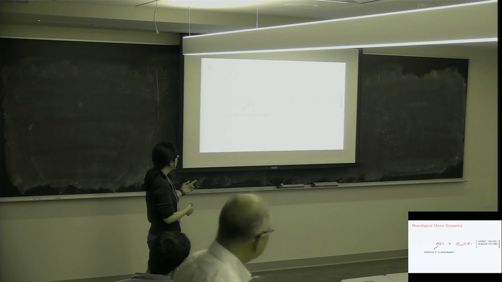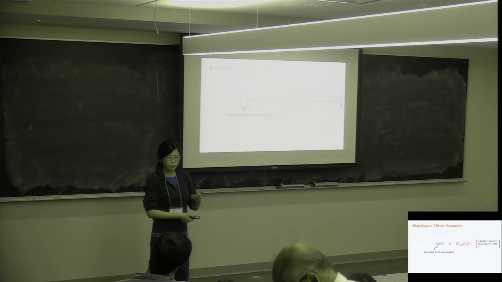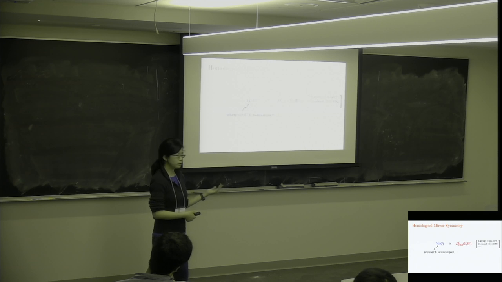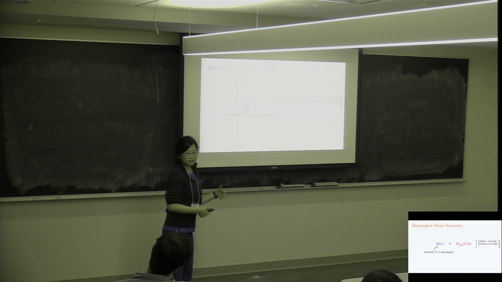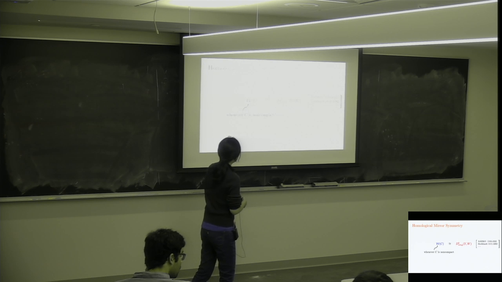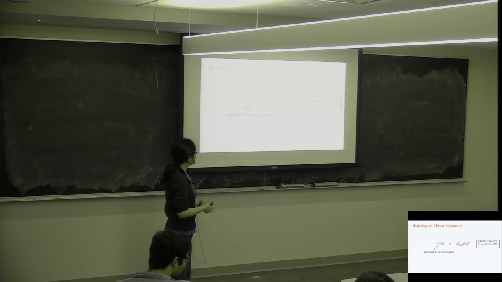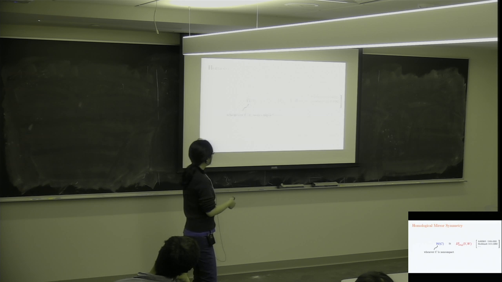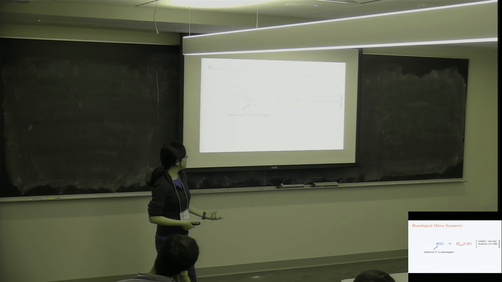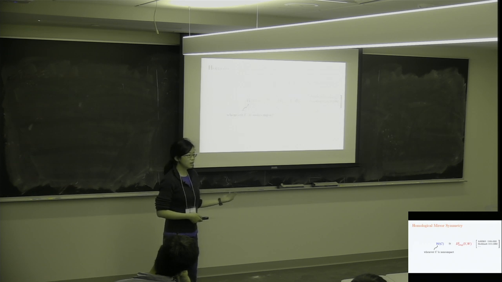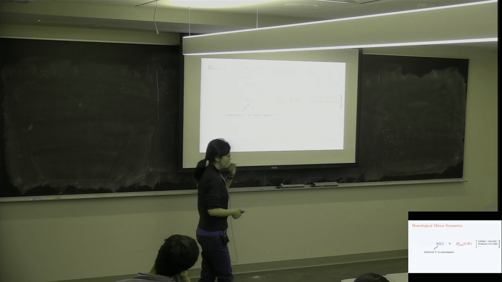We want to use, instead of the Fukaya category, the wrapped Fukaya category, because C is non-compact. And whenever we have a non-compact manifold, we want to use the wrapped Fukaya category. And the B model, we want to consider the category of singularities. We'll talk about these things later.